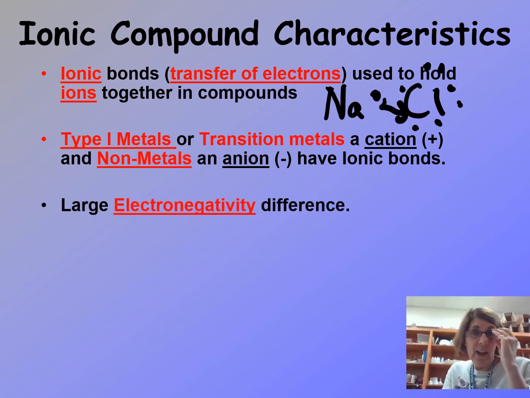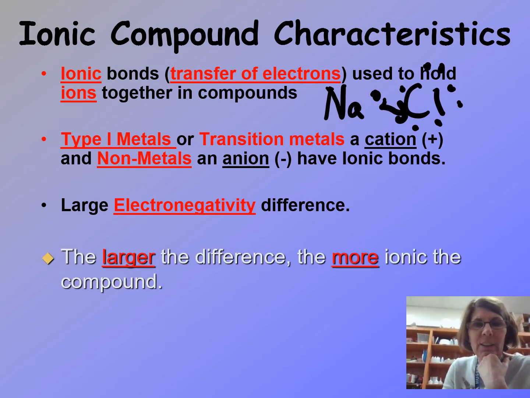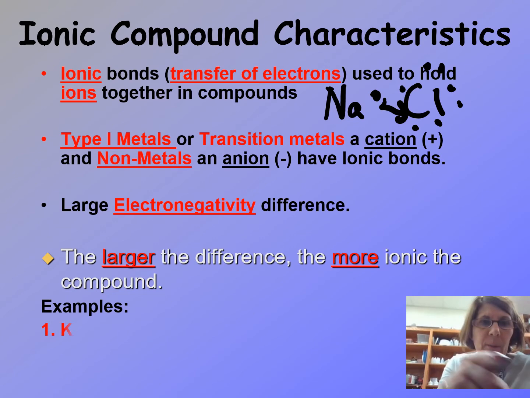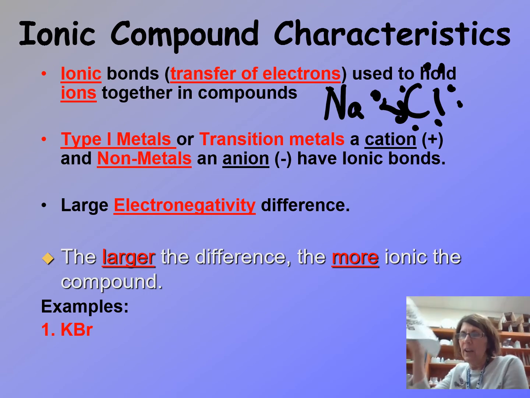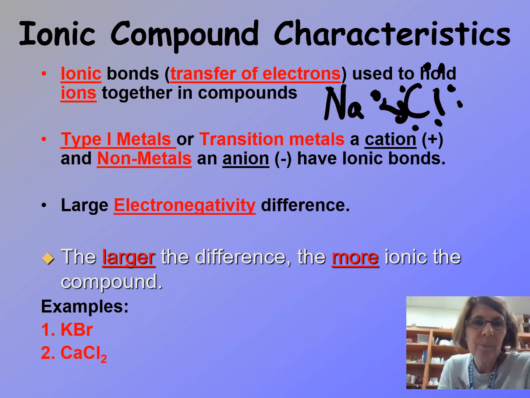So ionic bonds are type 1 metals or transition metals. A cation and an anion have ionic bonds. So they have a large electronegativity difference. The larger the difference, the more ionic the compound. Some examples: potassium bromide. That's a metal and a nonmetal. They're totally across from each other on the periodic table, so that's ionic.